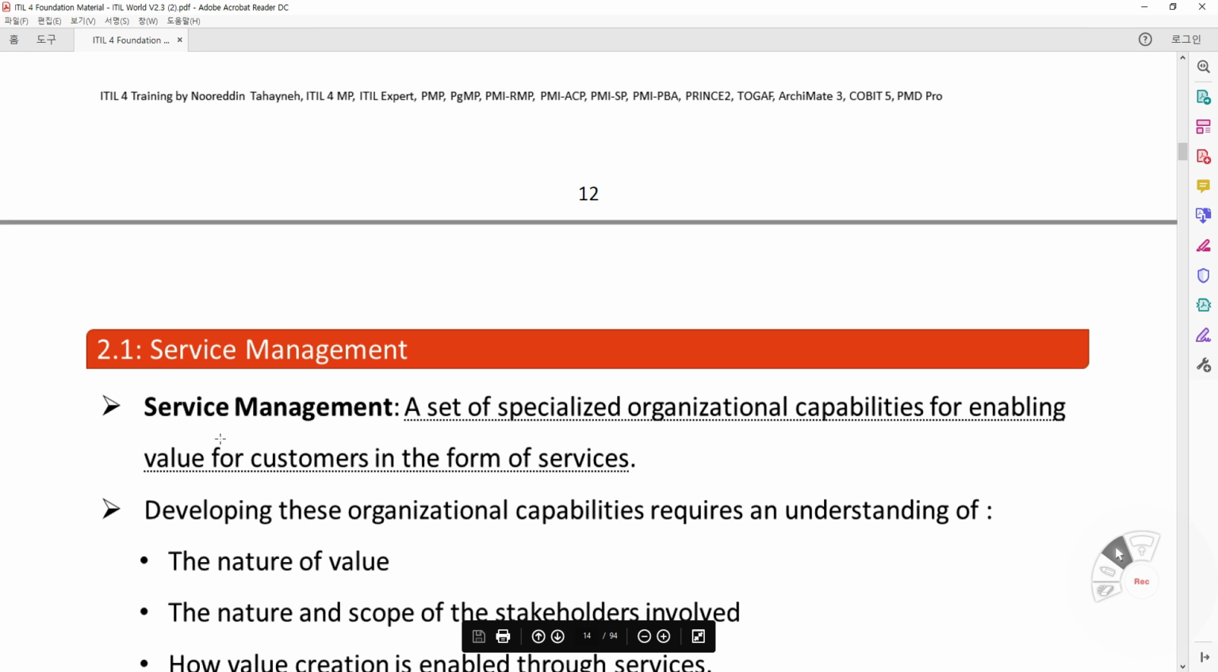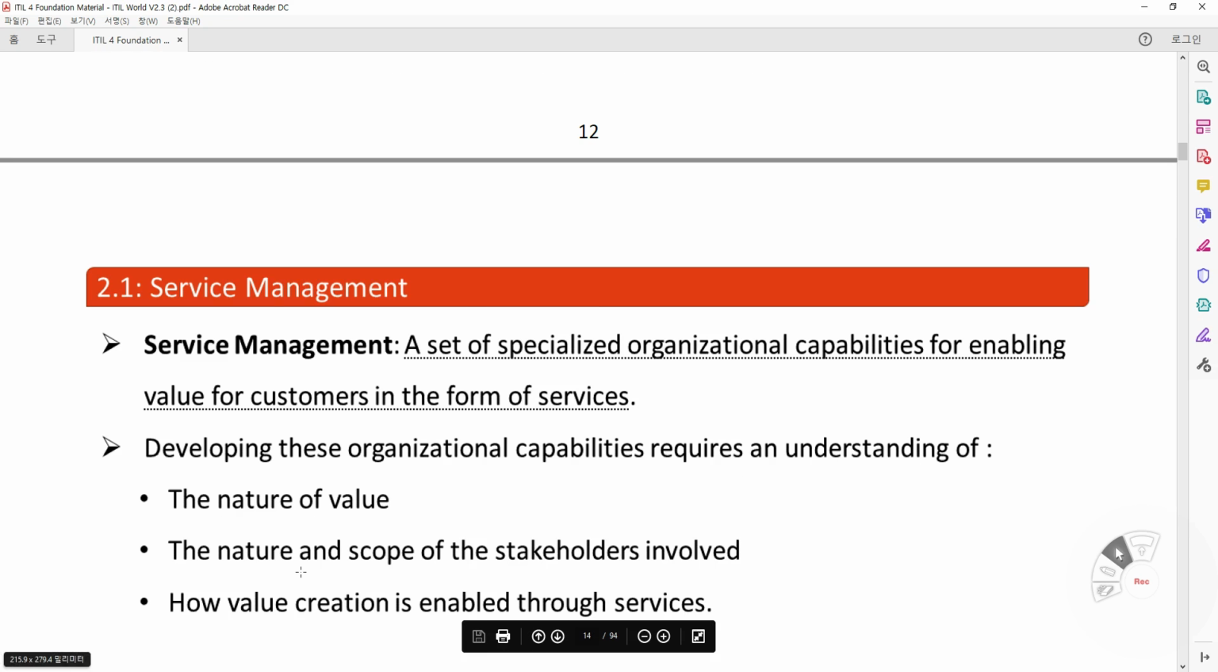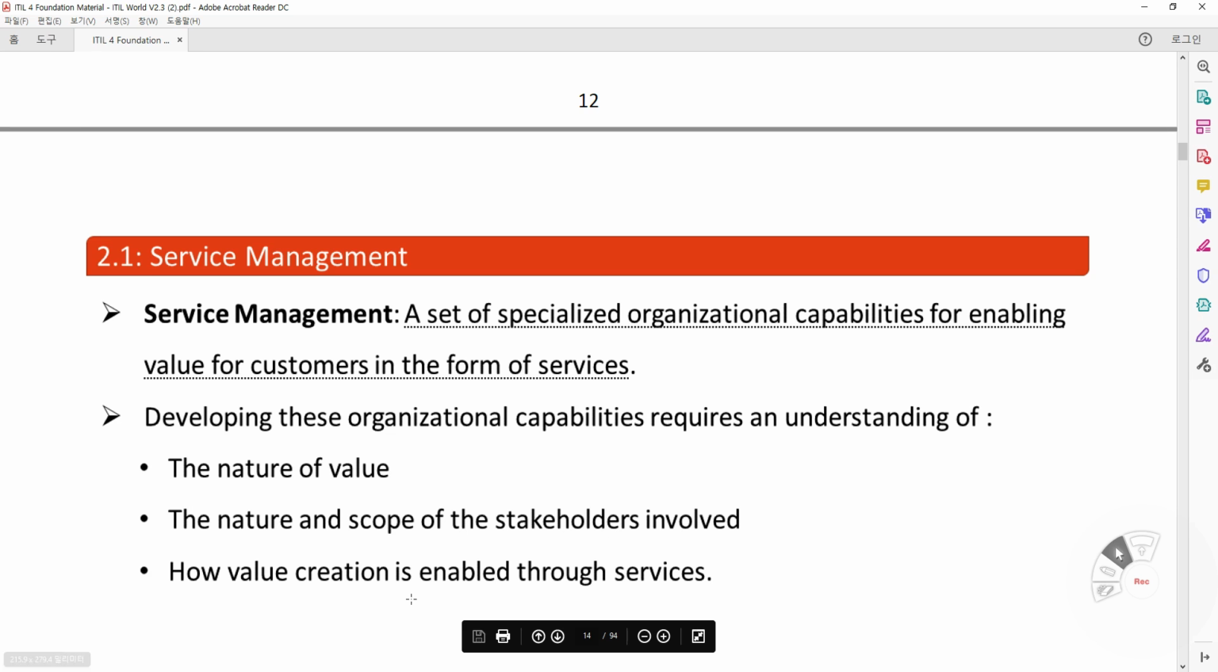Service management, a set of specialized organizational capabilities for enabling value for customers in the form of services. Developing these organizational capabilities requires an understanding of the nature of value, the nature and scope of the stakeholders involved, how value creation is enabled through services.